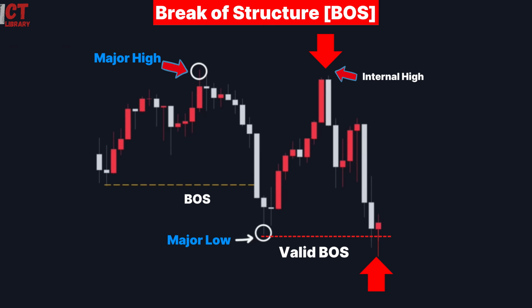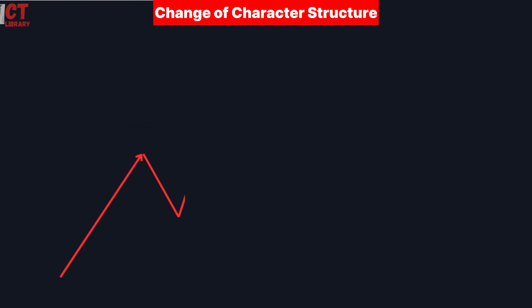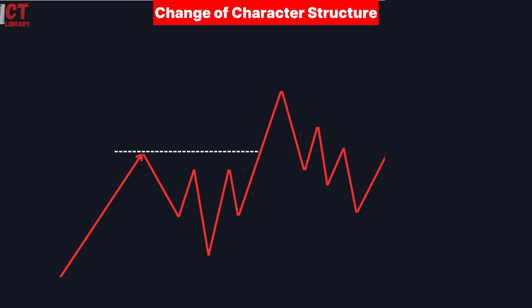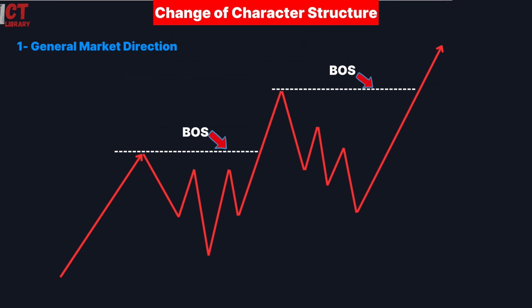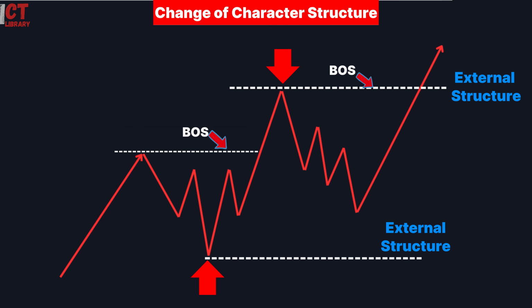Now that we understand break of structure clearly, let's move into another essential concept, the change of character. To identify a valid change of character, the first step is to determine the current market direction. Next, you must mark all valid breaks of structure on your chart. In a bullish market, price forms a sequence of bullish BOS events. The major high and low created by the first BOS define our external range. Everything in between becomes internal structure.